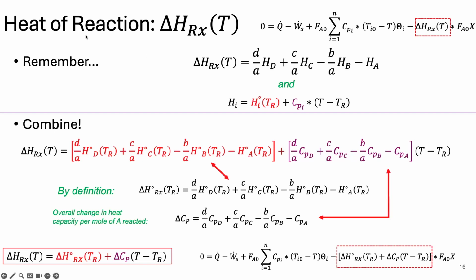Likewise, we need to be able to calculate the heat of reaction at our operating temperature T. And we can take a similar approach: if we know the heat of reaction at some reference temperature, we can then calculate that at our temperature of interest by accounting for the heat capacity of the species participating in that reaction and the difference in temperature between our reference temperature and our temperature of interest, and then incorporate that into our overall energy balance.